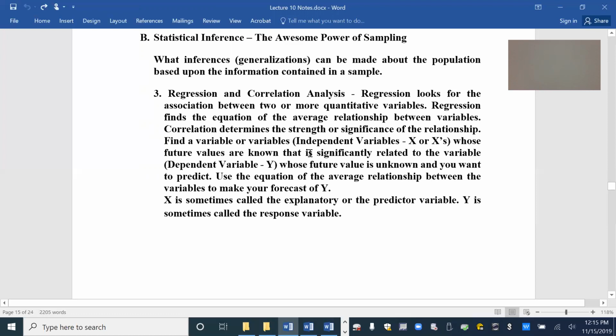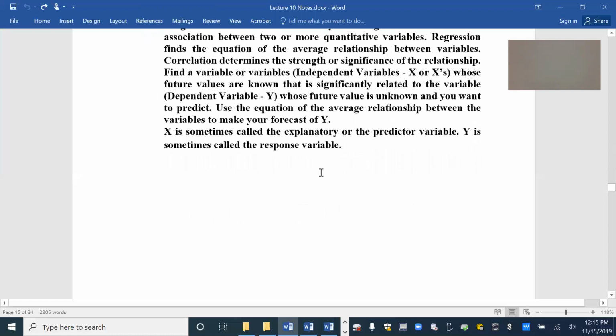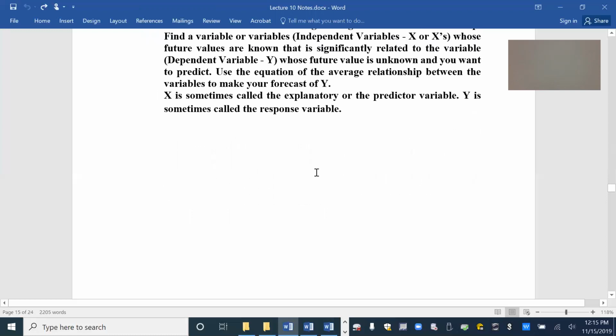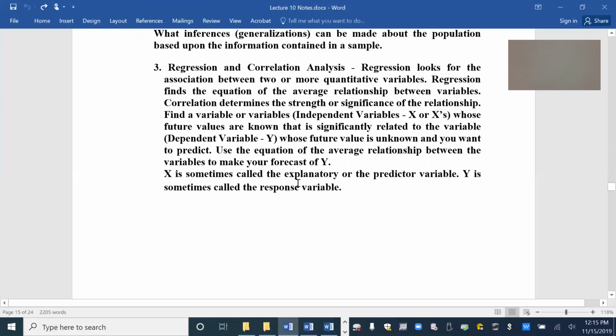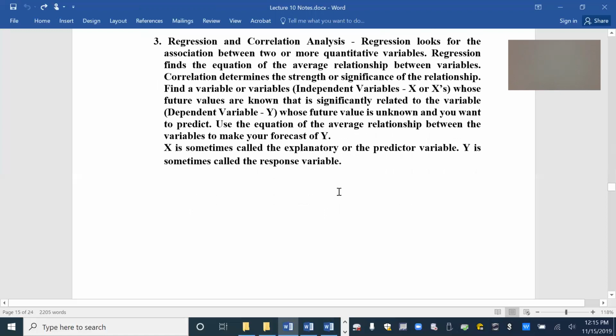Okay, so we find the equation that exists within our sample, and that is the equation that we are going to use, assume is close to the one that exists in the entire population. The X is sometimes called the explanatory or predictor variable, and the Y is sometimes called the response variable.